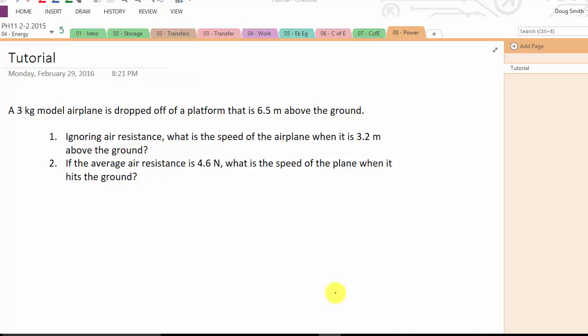The first question is asking about a model airplane that's dropped from some platform up high, ignoring air resistance. And the second question is including air resistance. So there are two different ways to look at it, two different things to practice. Before I start going into the solution, I think it'd be great if you could try these two questions yourself. So give it a shot, hit the pause button, and then when you're done, come back and see what my solution is.